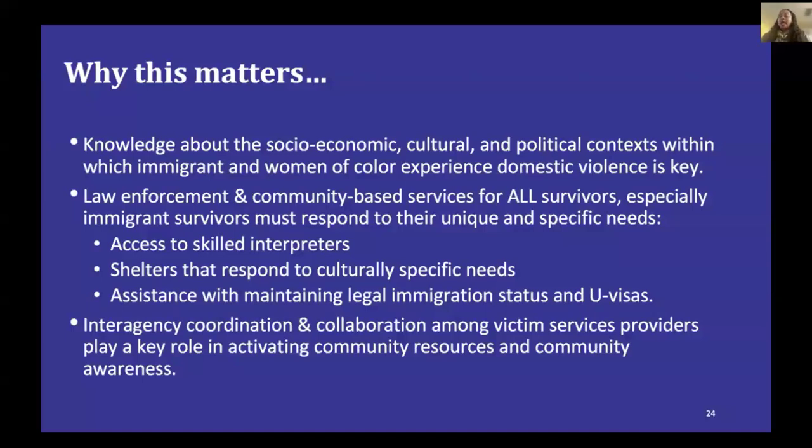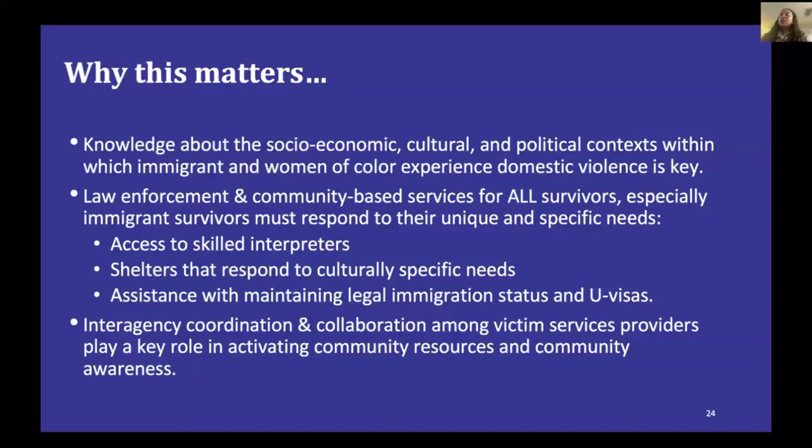Why does all of this matter? Why is it important that we know and we understand about different ethnic cultures? And why is Ashanti's case important to us? Well, it provides us knowledge about the socioeconomic, cultural, and political context within which immigrant and women of color experience domestic violence. And that's critical because they are disproportionately impacted by domestic violence. And that needs to be known and said as many times as possible.